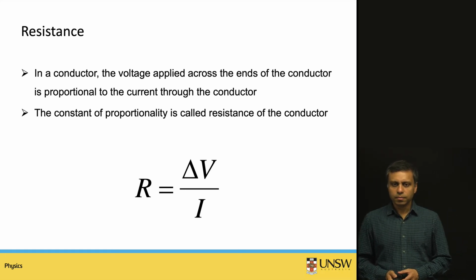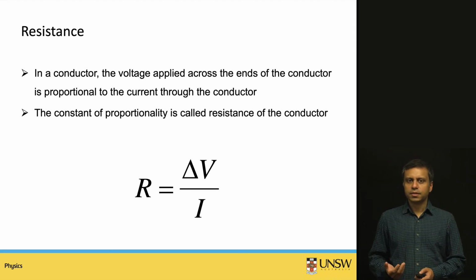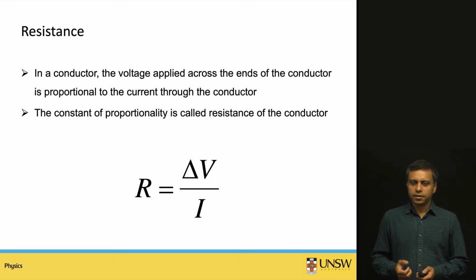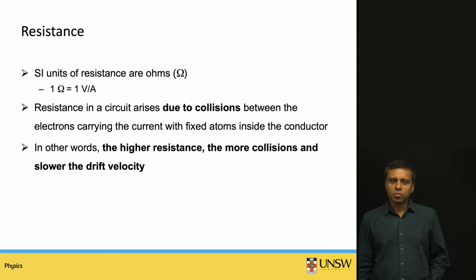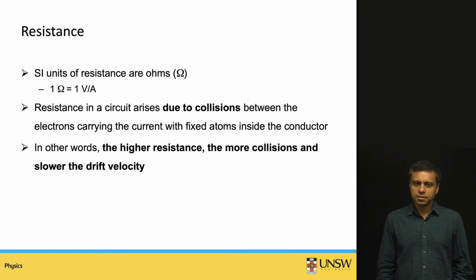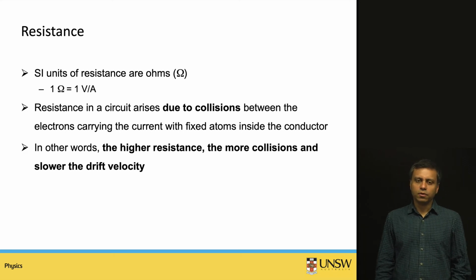This comes from Ohm's law, as we have seen. So in Ohm's law, we mentioned that the potential difference is proportional to the current, and resistance is actually this proportionality constant, and resistance is denoted by a capital R. Resistance has the unit of ohms. 1 ohm is defined as 1 volt per ampere. Because resistance R is defined as delta V over I, so the unit is volt per ampere. So 1 ohm is defined as 1 volt per ampere.